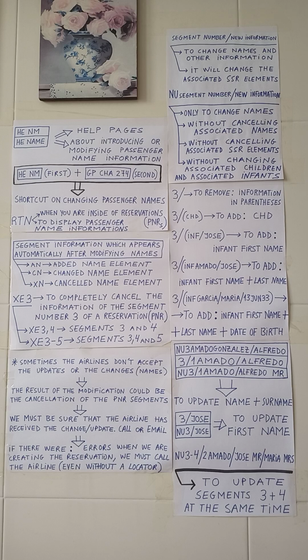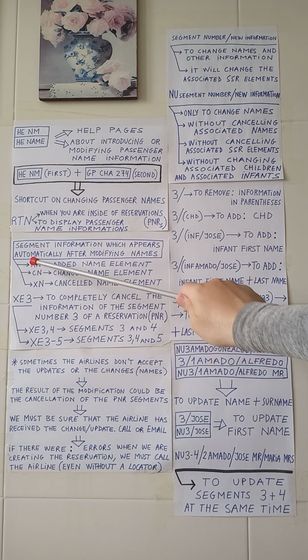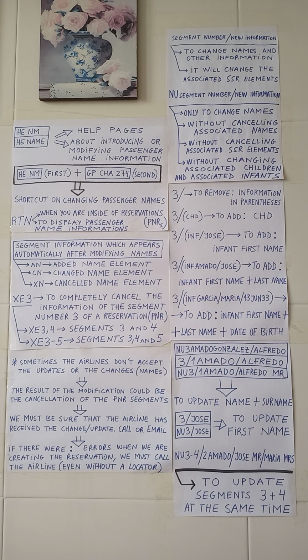Let's look at some examples of the codes that appear in those informational segments automatically generated by Amadeus. AN appears when we have added elements to the name. CN appears when we have changed elements of the name. XN appears when we have cancelled elements of the name.